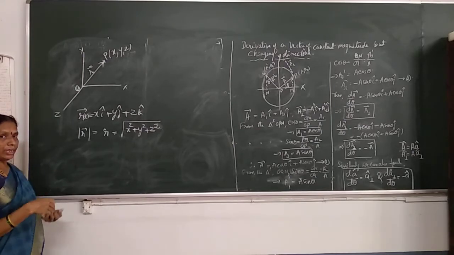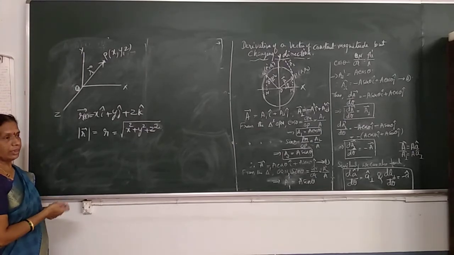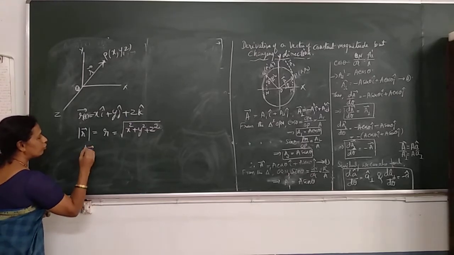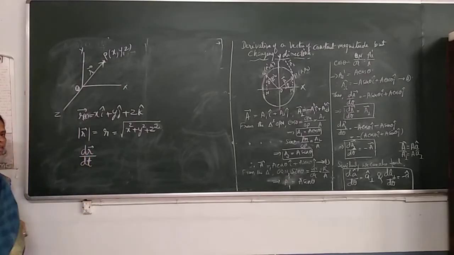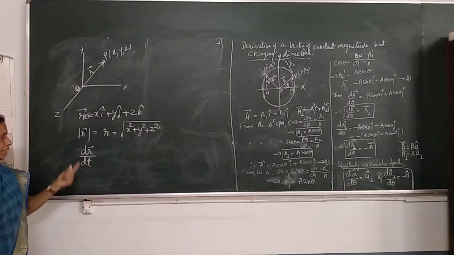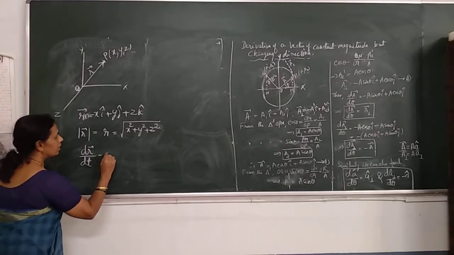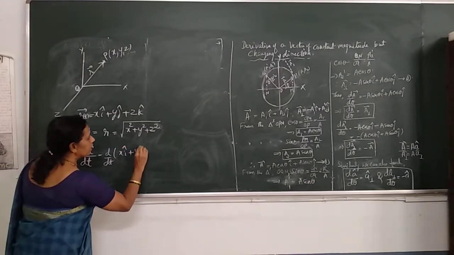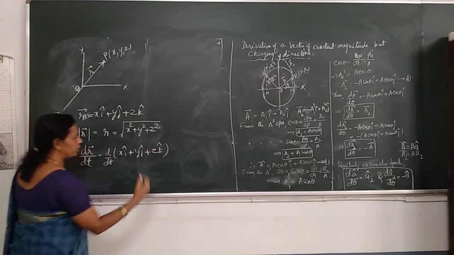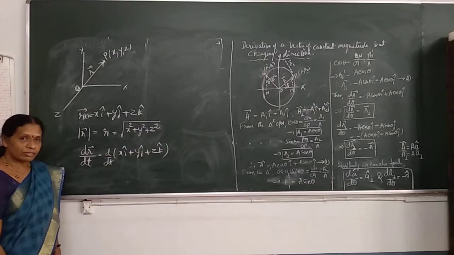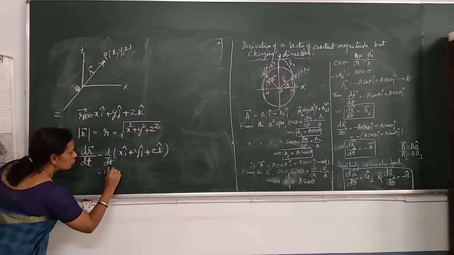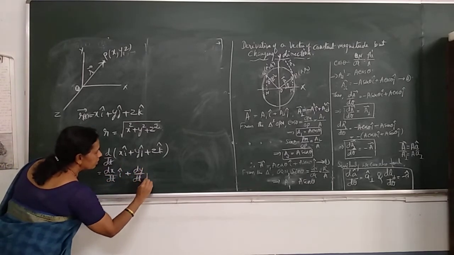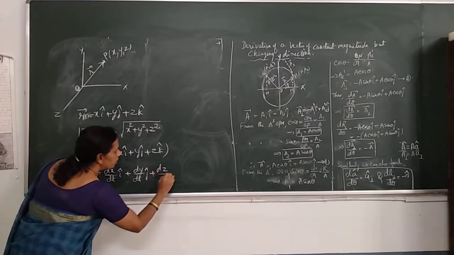Then, the rate of variation of the position of the particle is nothing but the derivative of the vector r. Rate of variation in the position of the particle, dr vector by dt, is nothing but d by dt of x i cap plus y j cap plus z k cap. As I told, x, y, z are also functions of t, so that we get dx by dt i cap plus dy by dt j cap plus dz by dt k cap.